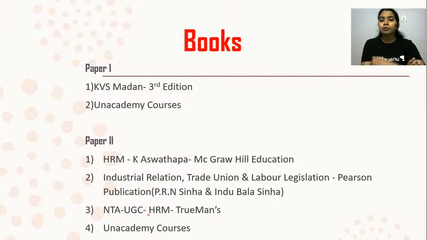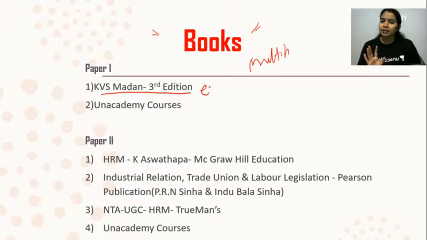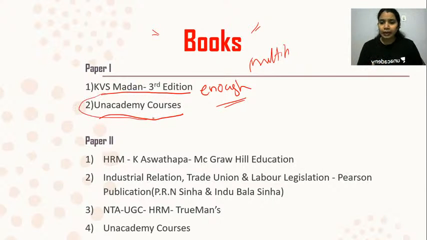Now, books. Many times people ask what books you should use to study paper one. First thing, in the name of books, don't overburden yourself with multiple resources. KVS Madan, third or the latest edition, whatever is the latest, is enough. It's enough to study your paper one along with the Unacademy courses. Unacademy provides you all the general awareness. It is a platform where you can get everything about paper one. So apart from KVS Madan, I would suggest you don't require any other book to study, right?